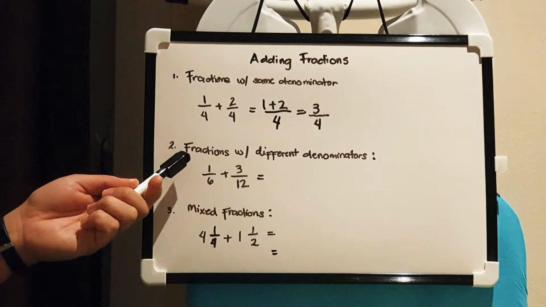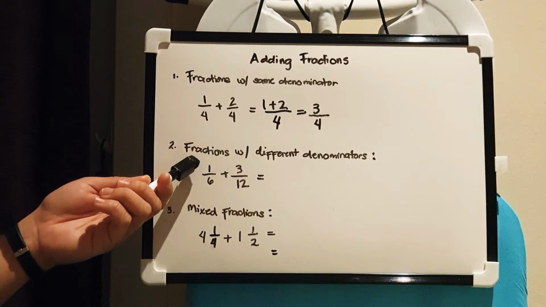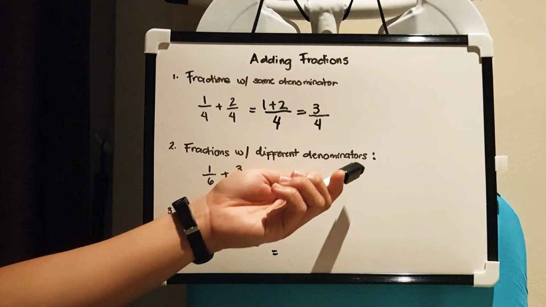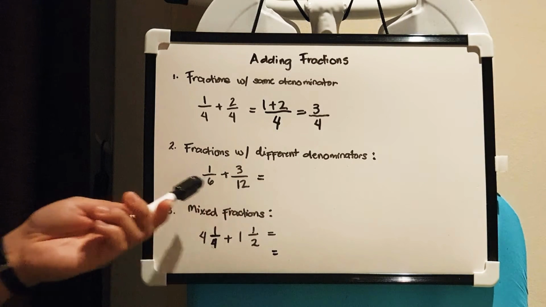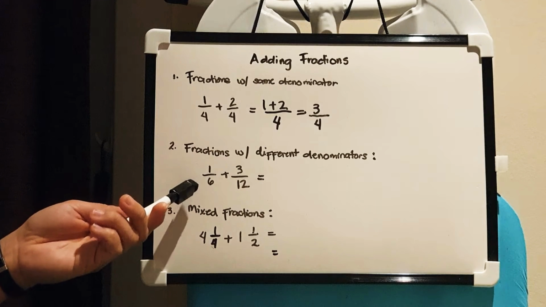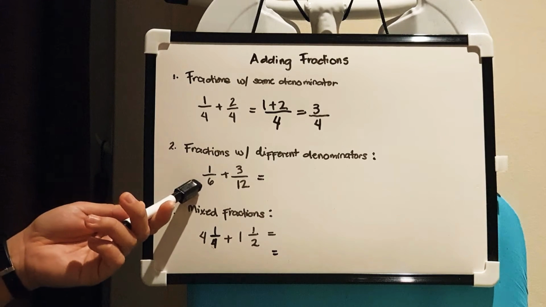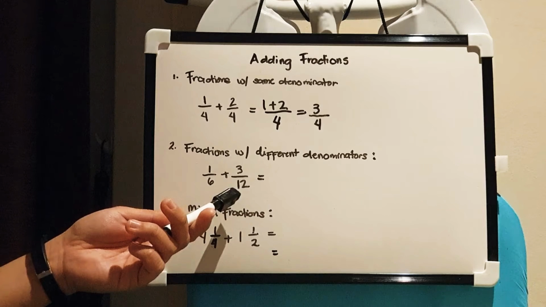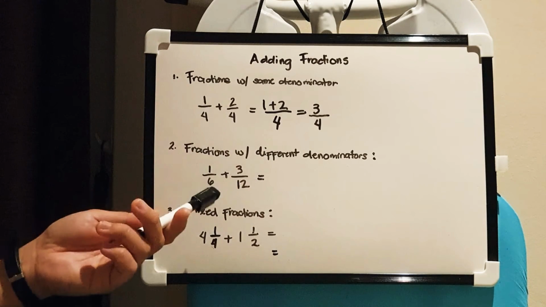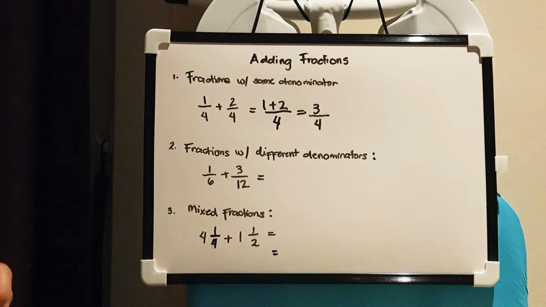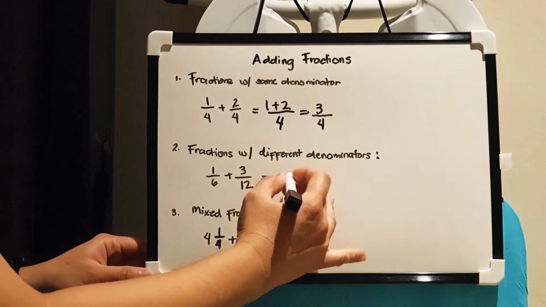So the second example in adding fractions is fractions with different denominators. As you can see, we have different denominators in this problem. So 1 over 6 plus 3 over 12. I've already told you that the easiest way to add a fraction is to have a common denominator. So we will do that in this problem.